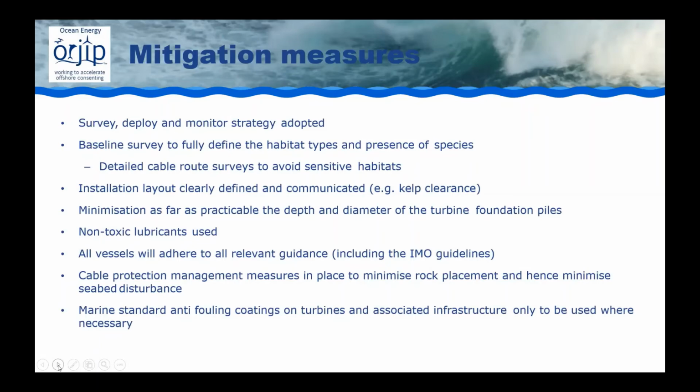in place. As I said before, there were baseline surveys that were done to fully define what the habitat types were and the presence of species, and those included detailed cable route surveys to avoid sensitive habitats. The installation layout was clearly defined and communicated. That was specific to the example I gave on the kelp clearance area, to make sure that the numbers that were being used and the key routes of the cables were being defined so that that kelp clearance level could be analysed and assessed in a very detailed way.